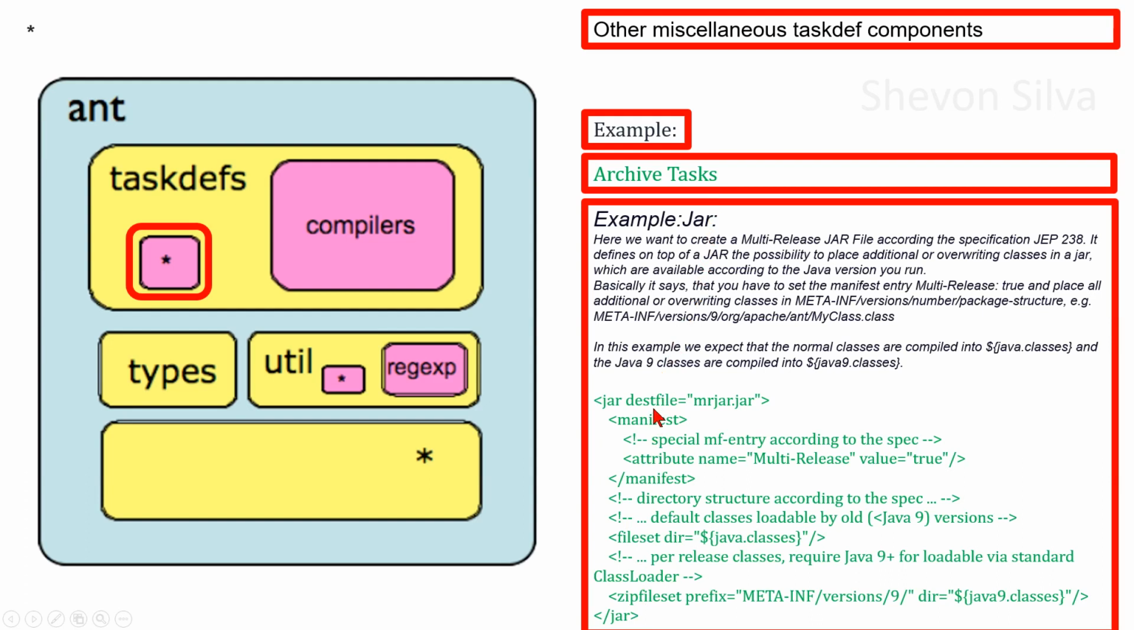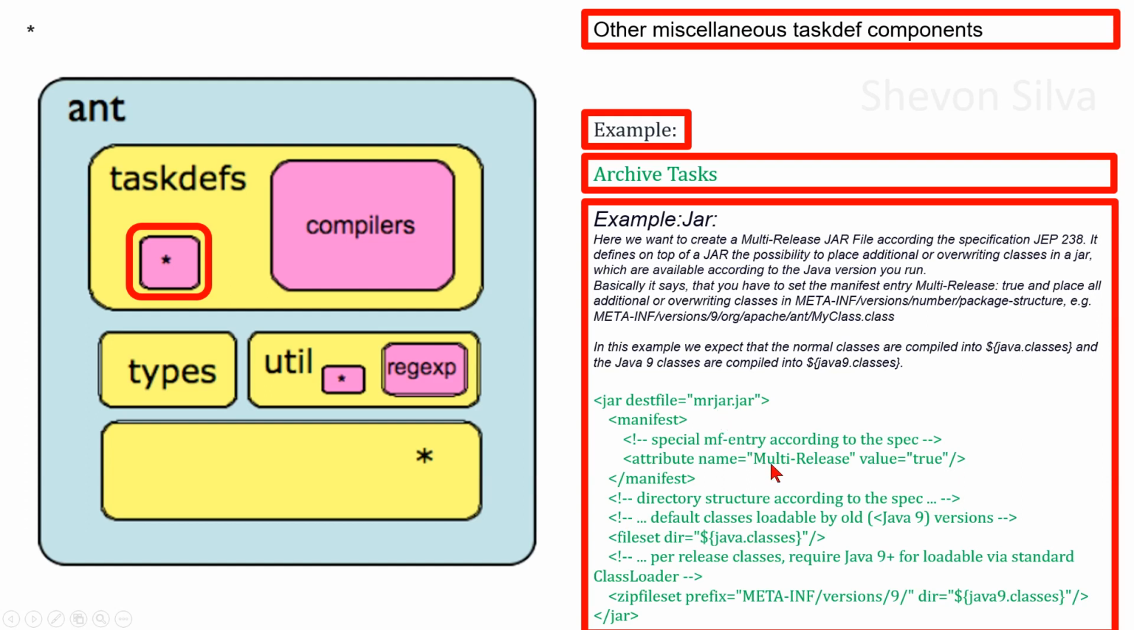Here you can see an example of the archive task jar. Here we want to create a multi-release jar file according to the specification JEP 238. It defines, on top of a jar, the possibility to place additional or overwriting classes in a jar, which are available according to the Java version you run.